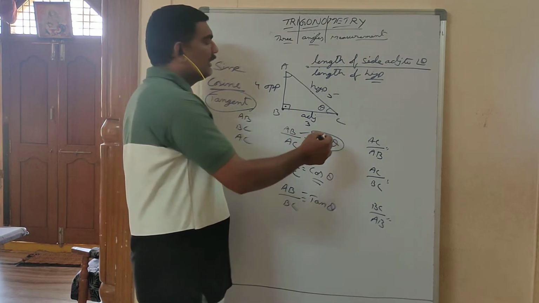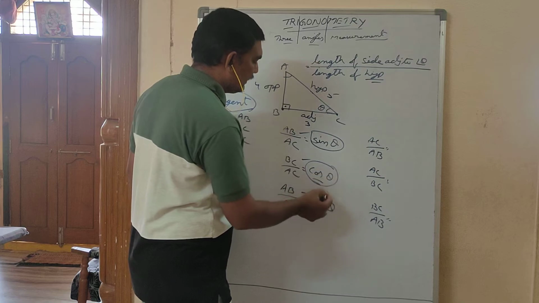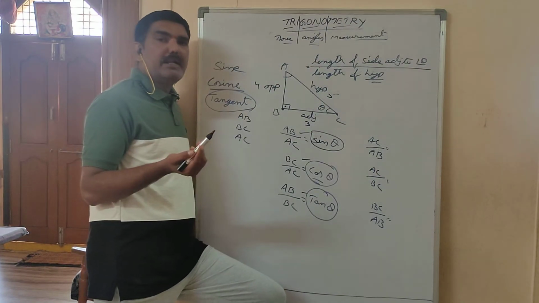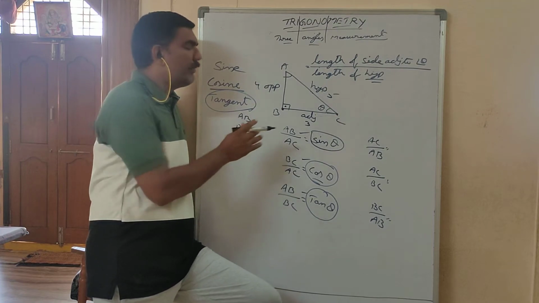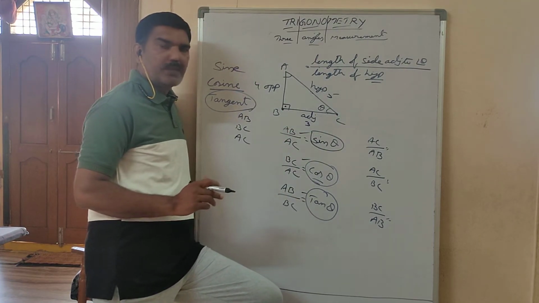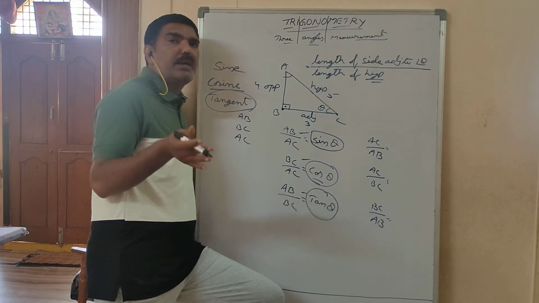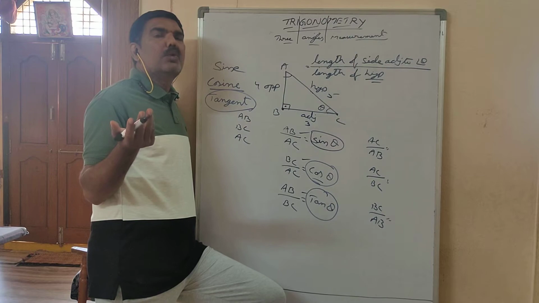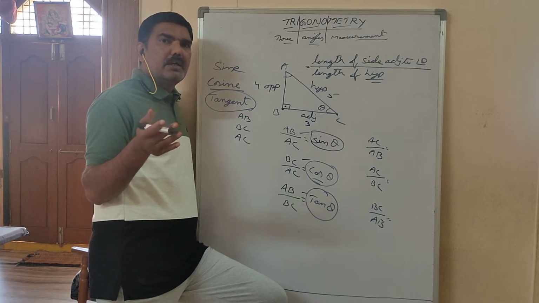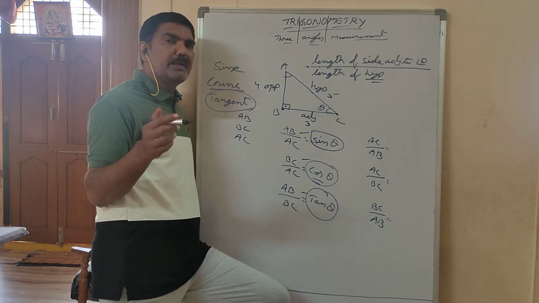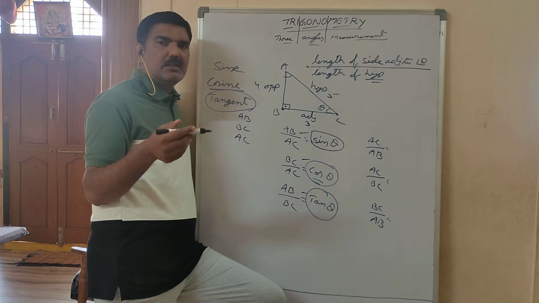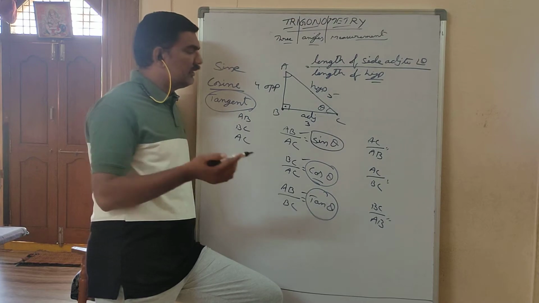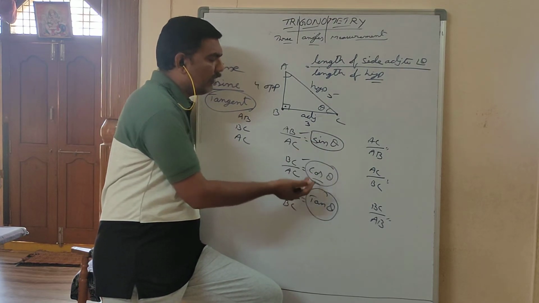Now, these three are fundamental trigonometric ratios. Fundamental means main. Already in physics, you know fundamental quantities and derived quantities: length, mass, time won't depend on any other. Velocity depends on distance and time, so they are called derived quantities. So here, sine, cos, tan are fundamental.